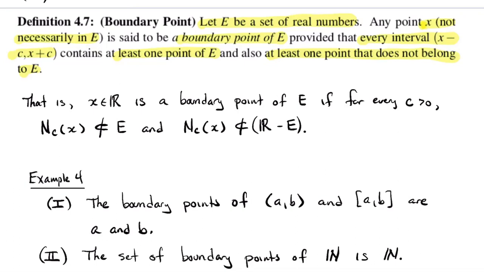So writing that out in neighborhood language, a point x in the real numbers is a boundary point of E if for every epsilon, the epsilon neighborhood of x doesn't belong completely to E, that is, there are points in this neighborhood that are not points of E, and that epsilon neighborhood doesn't belong to E's complement. I'm just denoting the complement by R minus E. So that is, there are points in the neighborhood that are not in the complement. That is, there are points in the neighborhood that do belong to E.